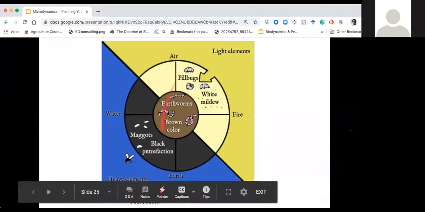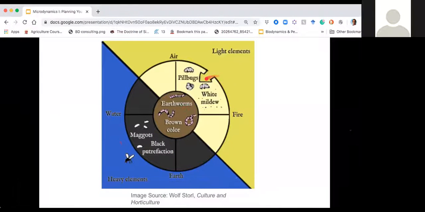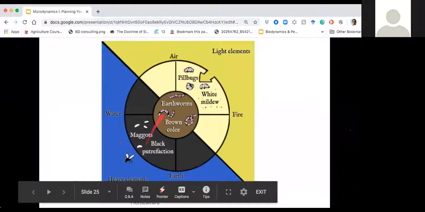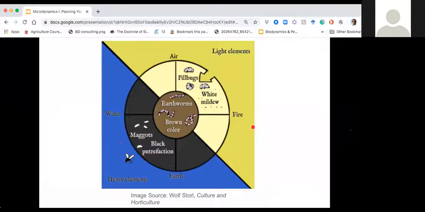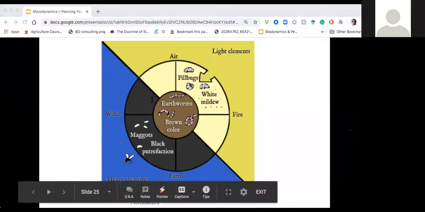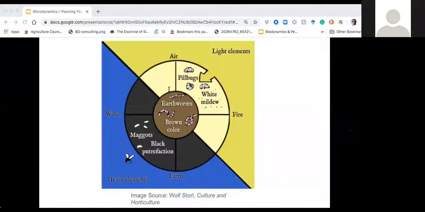When you're building a compost pile, you want this middle zone. If you have a heavy soil, heavy, wet clay, you're going to want to move towards this. You want to lighten it. If you have a light soil, you're going to want to make it heavier. But in terms of balancing your compost pile, this is what you're after. If that makes sense. And I hope that addresses the pill bug question at the same time.